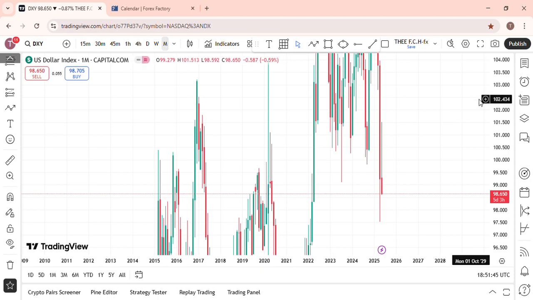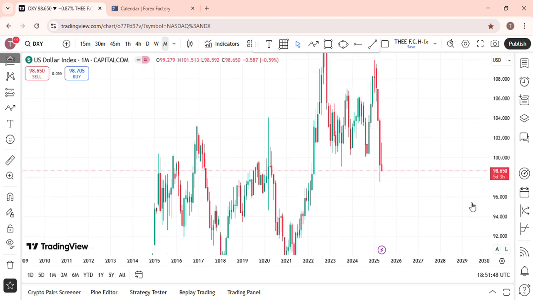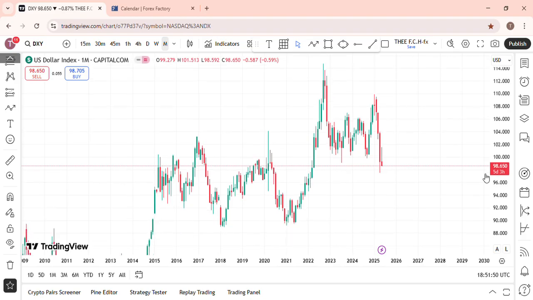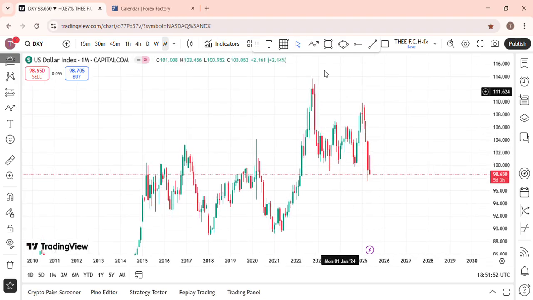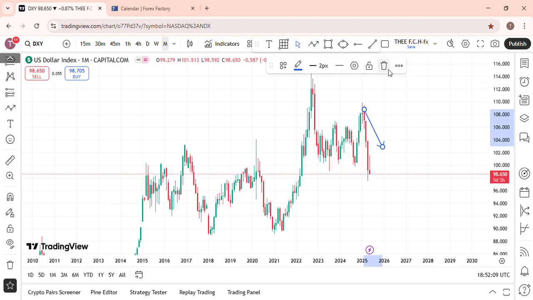Remember, we are approaching the end of the month. If you check well, it does not require too much thinking. The market is very bearish on the monthly time frame. You can see for the last 1, 2, 3, 4, 5, this is the fifth month the market is very bearish.